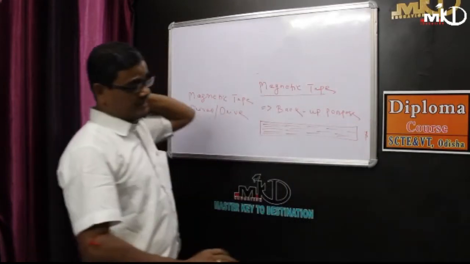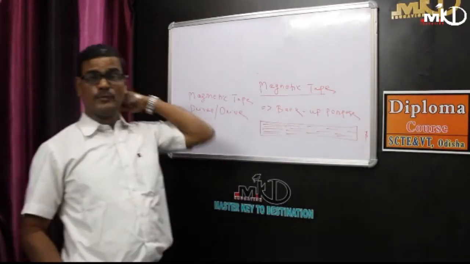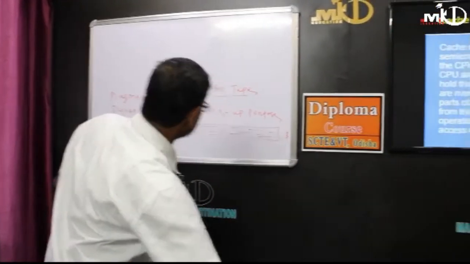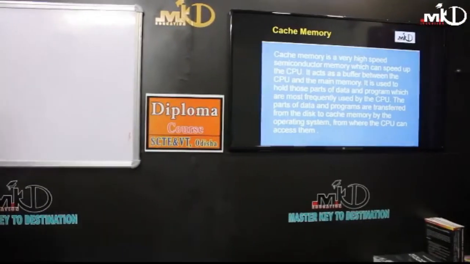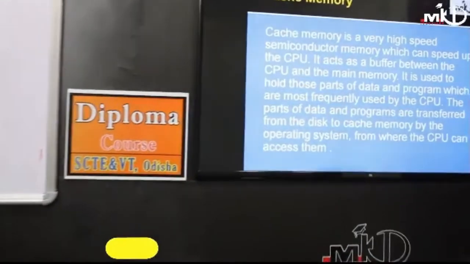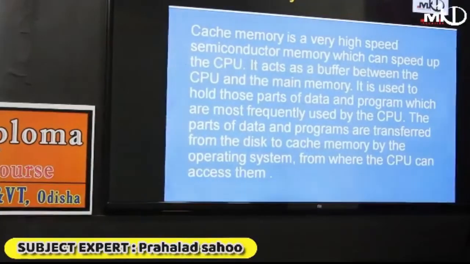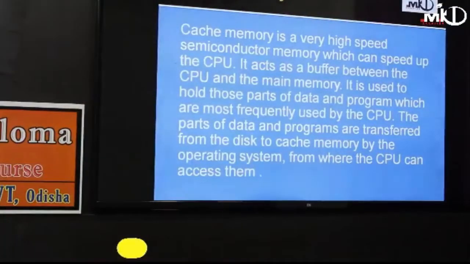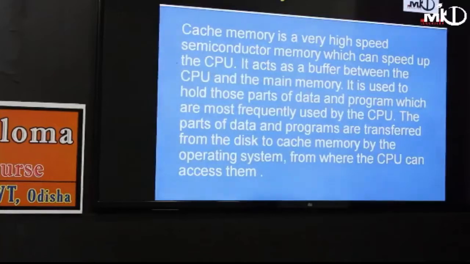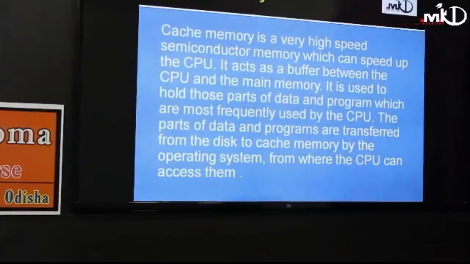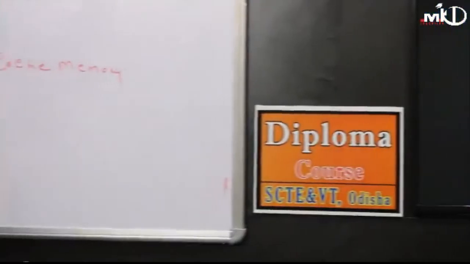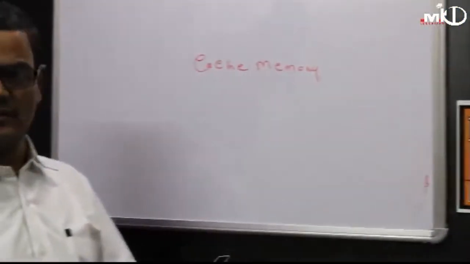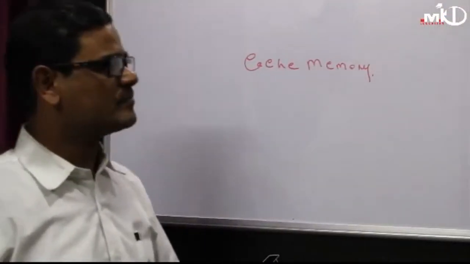Another memory is the cache memory. Apart from the primary memory and the secondary memory, there is another memory called cache memory. Cache memory is much higher speed than the RAM as well as the secondary memories.